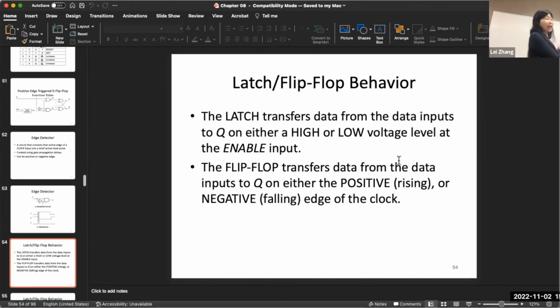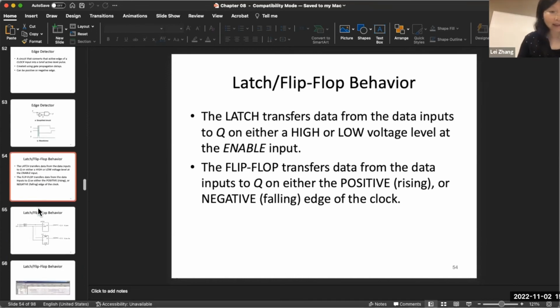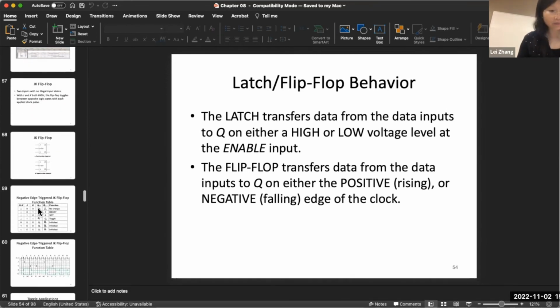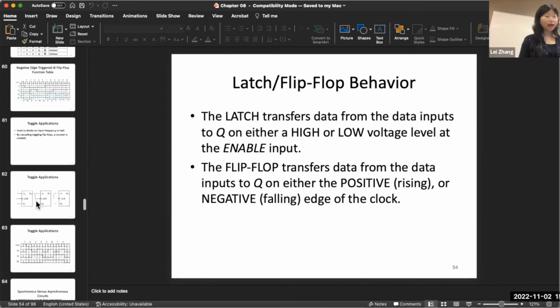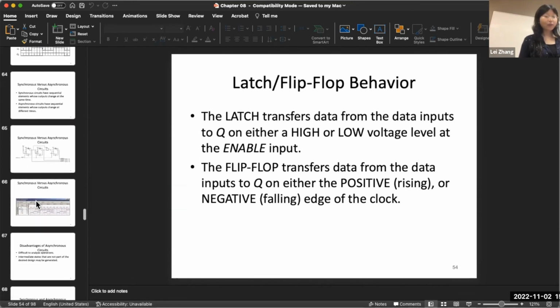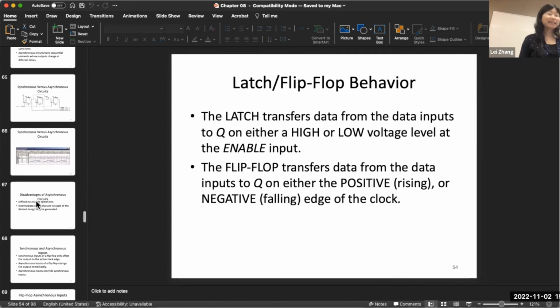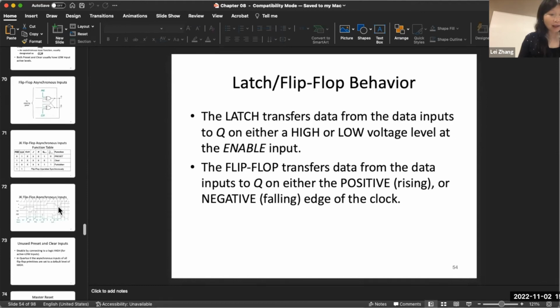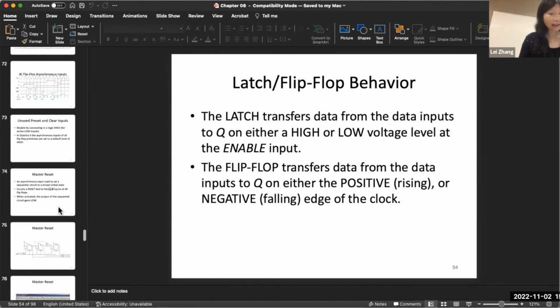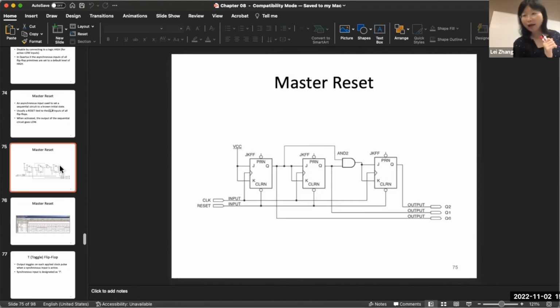I will discuss the latch, the D flip-flop. As I said, for the JK flip-flop, if you are interested, you can have a look at how it is defined. What we are going to focus on is the D flip-flop only. We still have a few minutes to just cover the master reset.